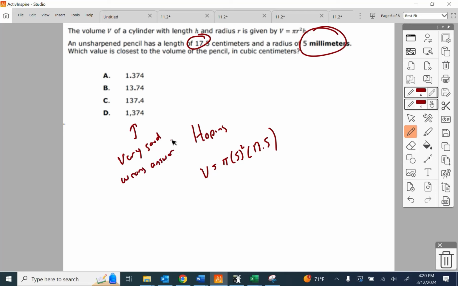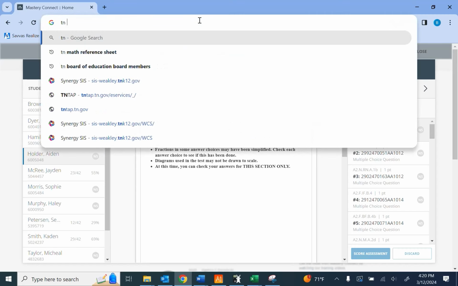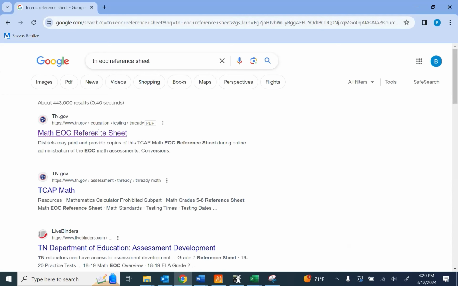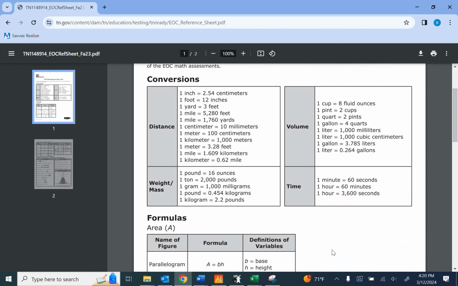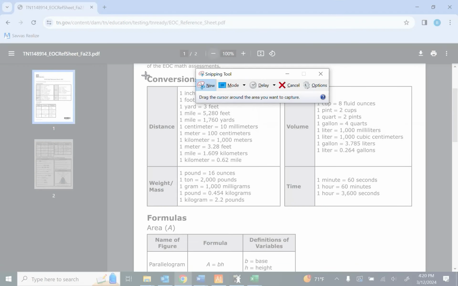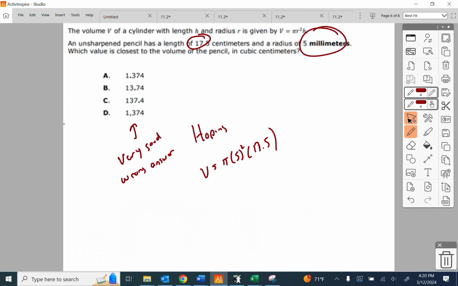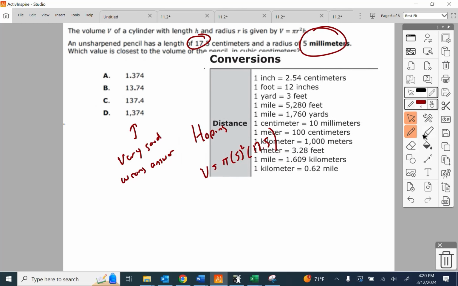I don't have any way of pulling up your reference sheet, but your reference sheet has the conversions and stuff. It does. Let's see if I can bring it up real quick over here. Let's see, TN EOC reference sheet. There we go. In a perfect world, you'd know this kind of stuff by heart, but you don't. So, anyways, that's what I needed.